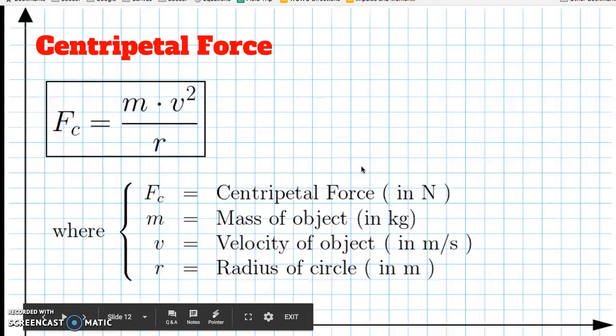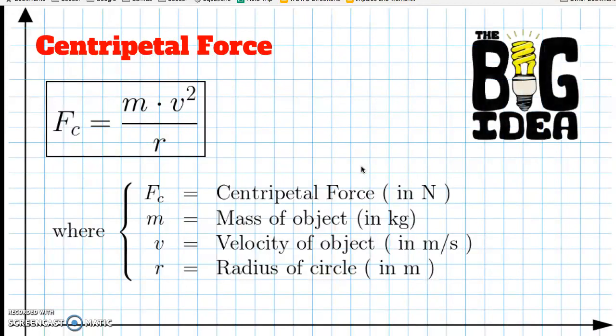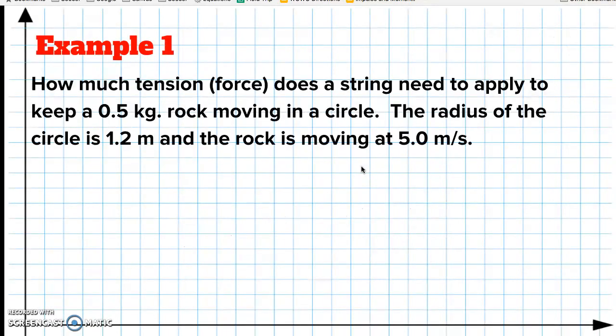So take a second to pause the video and write that down in your toolbox. That's the second of the two equations we're going to use in this unit. And that, of course, is one of the two big ideas, the other being gravity. Okay, so let's just solve two example problems. You can pause these as you need to study them in more depth.